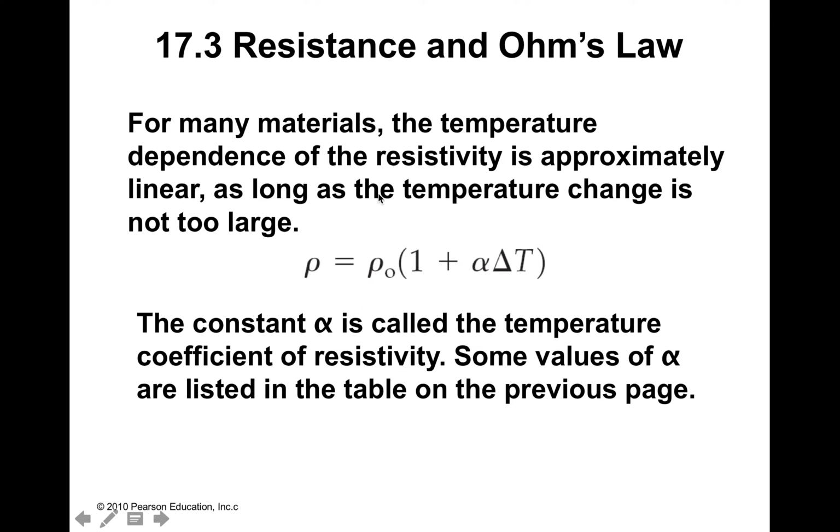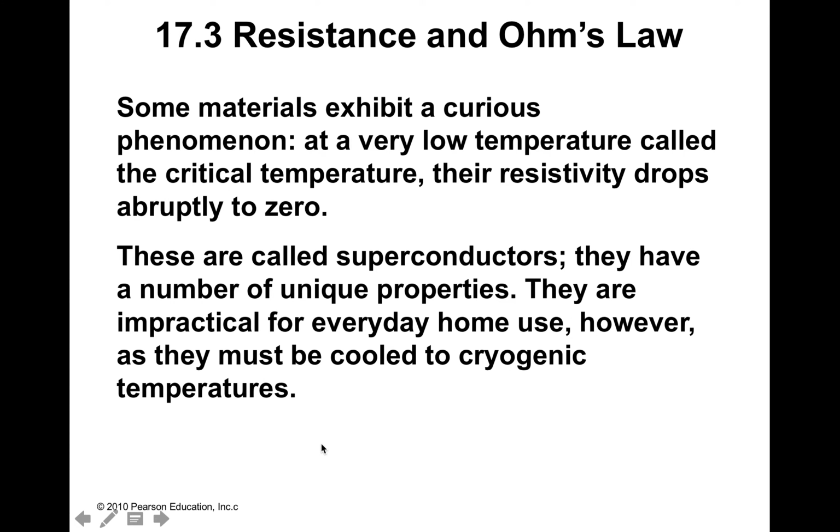And here it is. For many materials, the temperature dependence of the resistivity is approximately linear. In other words, the new resistivity is equal to the initial resistivity at 20 degrees Celsius times 1 plus alpha, the temperature coefficient of resistivity times the temperature change, and some values of alpha are listed in the table on the previous page.